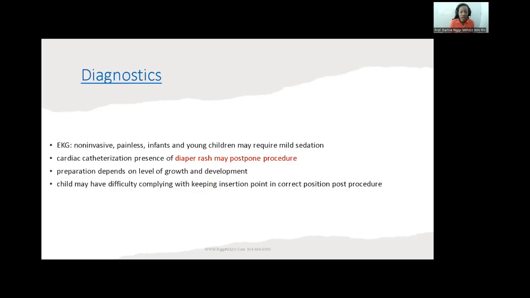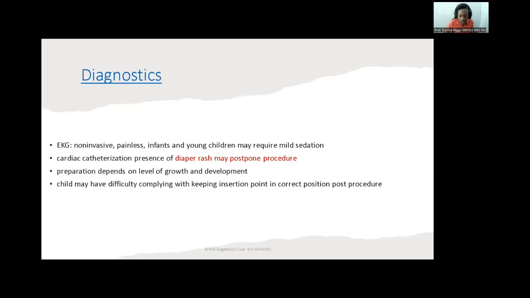So literally, a large bore catheter is threaded through the groin of that child. We do it in adults too. But for the children, if there is ever a diaper rash, that procedure cannot be done. And here's why. Test question. Never, ever, ever, ever perform a cardiac catheterization if a child has a diaper rash, because we go via the groin. That's the best place.